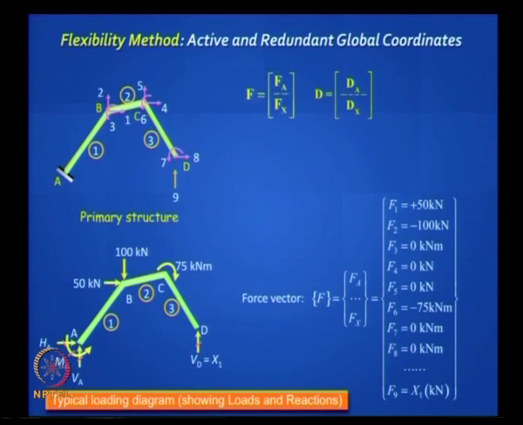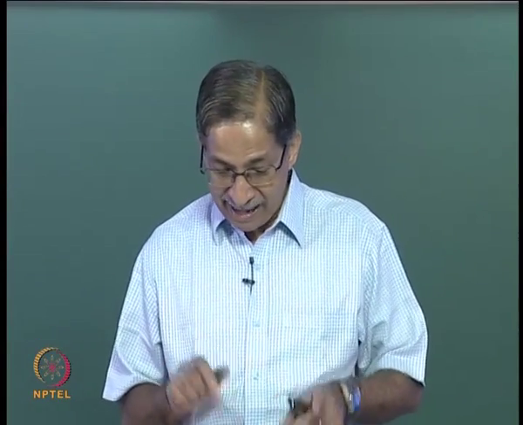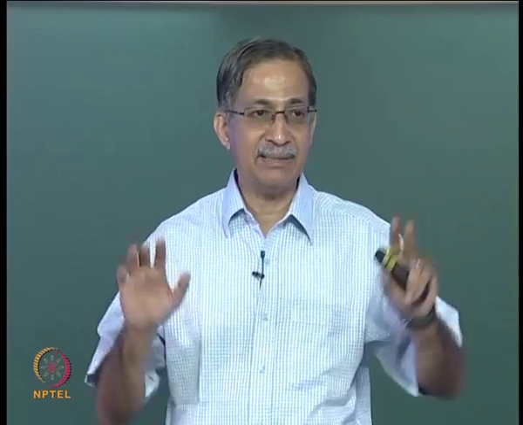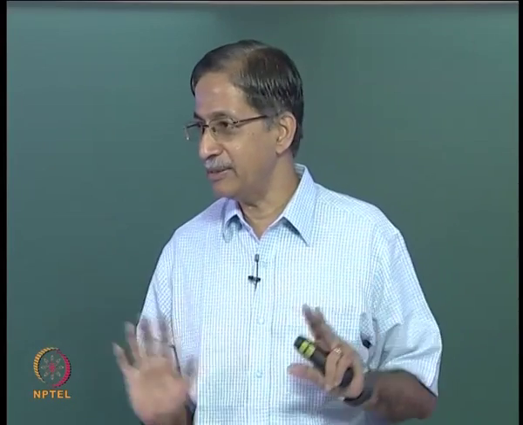You need to pay attention. So the F vector is Fa Fx, the D vector is dA dx. This is the major departure from the stiffness method, because in the stiffness method we had dA dr, Fa Fr. In the flexibility method for statically indeterminate structures we have Fa Fx and dA dx as our force vector and displacement vector. Does this make sense to you?